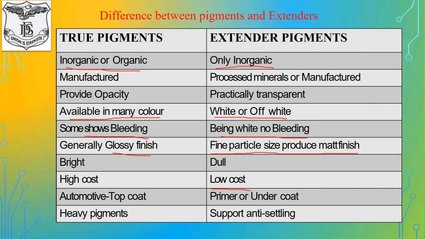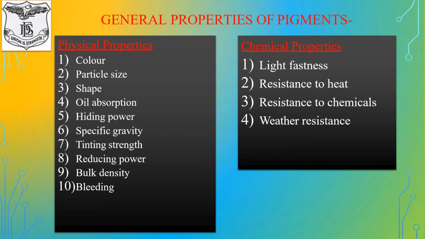Sometimes some extender pigments are also used as additive pigments because they provide good brushability, good viscosity to the material, and anti-settling property to the material, and extenders are also used to reduce the cost of the final paint. These are some general physical and chemical properties that will be discussed in the next coming session. I will prepare a separate session on these properties.